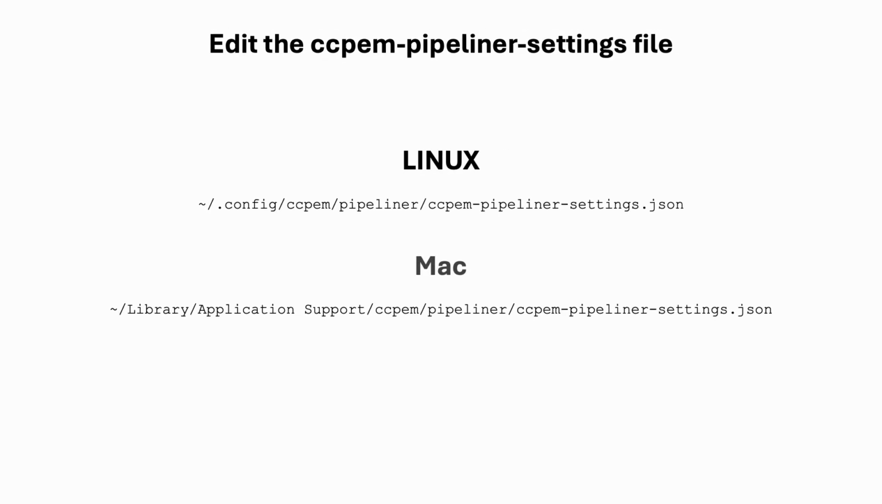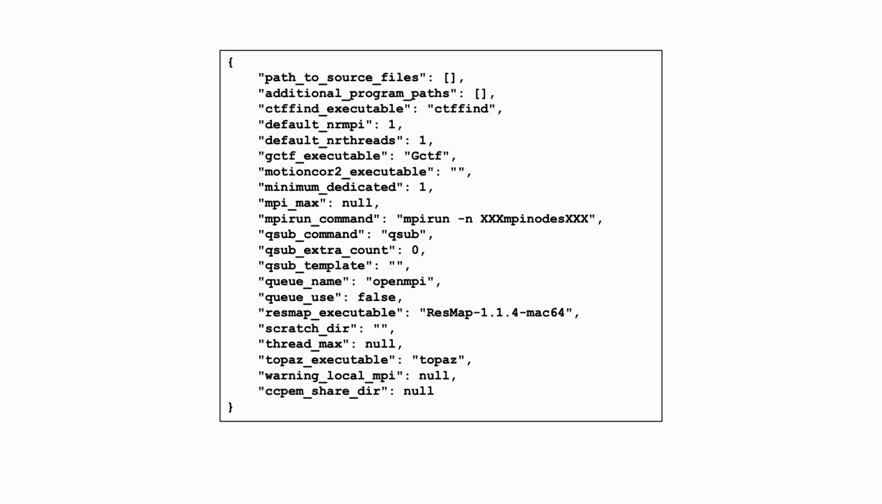Next, edit the configuration files. These are found in .config for Linux and library/application support for Mac. The config file contains a number of parameters. The main two that need to be updated are path to source files and additional program paths.